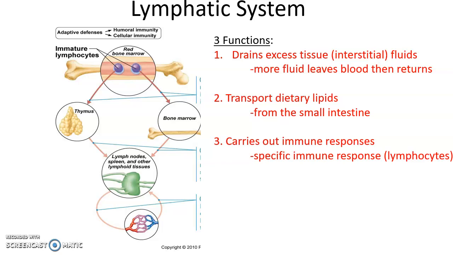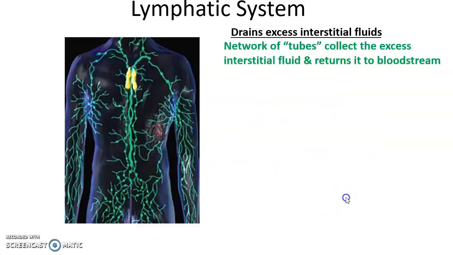Second big function, transport dietary lipids. Again, oils, fats, the lipids are things we need in our diet. However, they are hydrophobic, so they don't transport easily in the bloodstream. So the lymphatic system moves the lipids we get absorbed through our small intestine from the foods we eat. And then also it carries out our specific immune response. So the lymphocytes are specifically used to fight a specific infection that is occurring at that time.